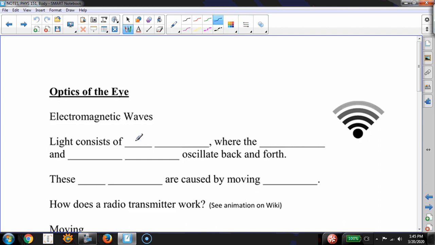So light consists of these electromagnetic waves. When I write EM, that's what that means. Electromagnetic waves, where the electric and magnetic fields oscillate back and forth. So there's an electric field, and there's a magnetic field.